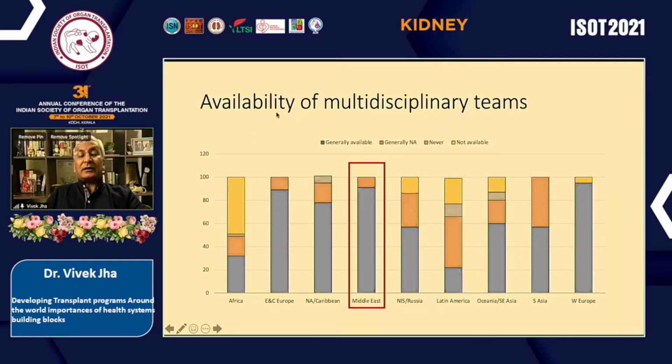And when you looked at transplantation in terms of availability of multidisciplinary teams, because multidisciplinary teams are critical for management of transplant, this slide shows you the great variation that exists in different parts of the world, with the Middle East for some reason doing very well, and Western Europe also doing reasonably well, but other parts of the world, such as Africa, are not doing so well here.